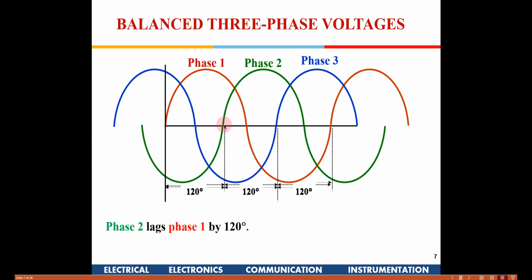That is why we call it phase 2 lags phase 1 by 120 degrees, and then phase 3 is this blue one. So you can call phase 3 is lagging phase 2 by 120 degrees, or alternatively you can call phase 2 leads phase 3 by 120 degrees. And also, phase 3 is lagging phase 1 by 240 degrees. Or it is all the same, you can call it leading by 120 degrees, because the overall is 360 degrees. So either way you can look at it.